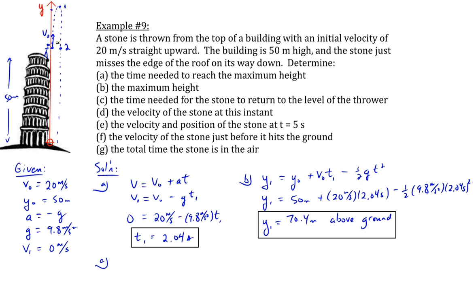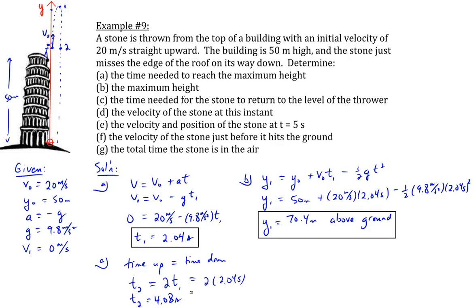And there's a lot of ways you can solve this. The fastest way is just to realize that the time up equals the time down. And so therefore you've already found the time up. It's 2.04 seconds. So the time 2, which is from 0 to 2, would be just really 2 times t1. 2 times 2.04 seconds. So t2 is just really 4.08 seconds.